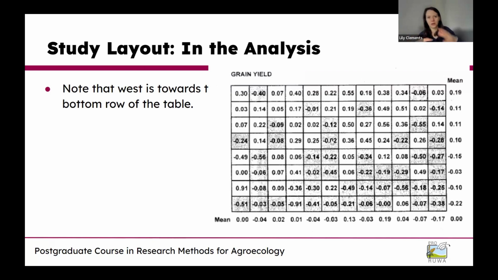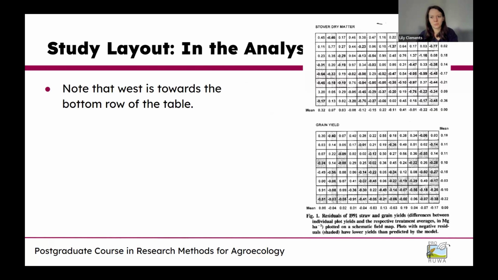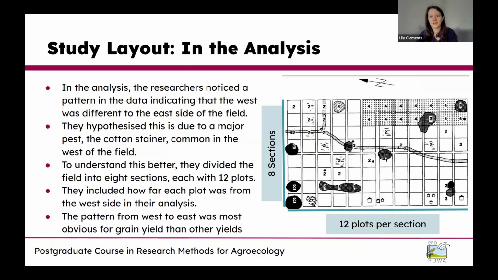So here I've just got up a little bit bigger graph about grain yield for us, in case that last one was a bit too small. But just having a little look at how our 8x12 plots alter across. What could be interesting as well is to look at that with our sections taken into account too.